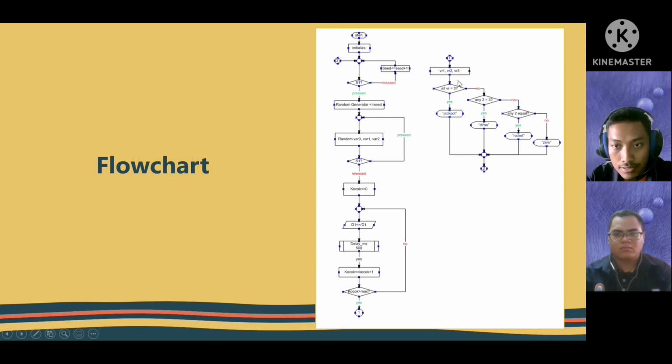VR1, VR2, VR3. If all VR are equal to 3, it will display jackpot. Any 2 equal will display dime, and if any 2 are equal, nickel, and the last one is 0. Then the coding will go up again when the blue button, switch 1, is pressed.